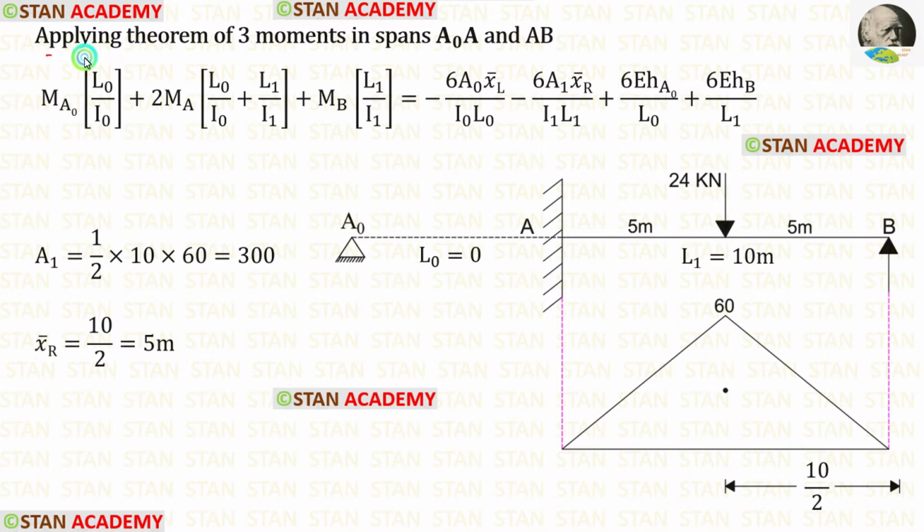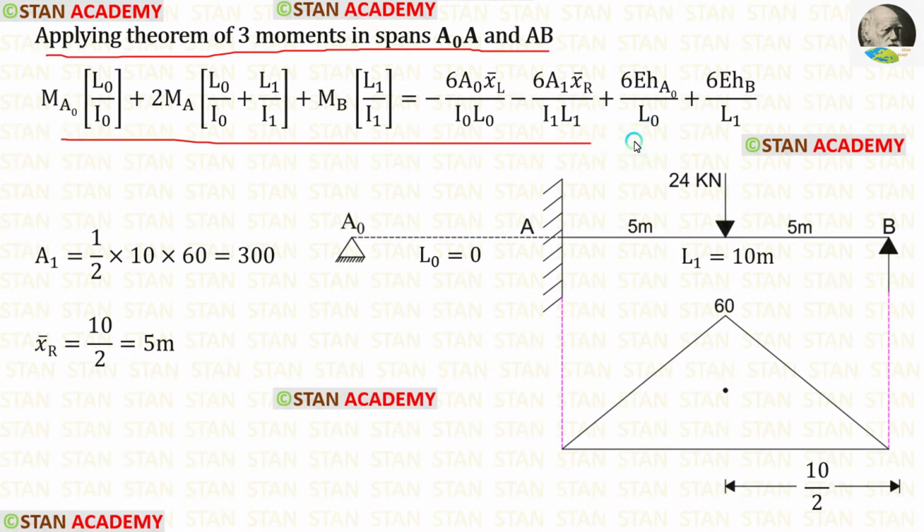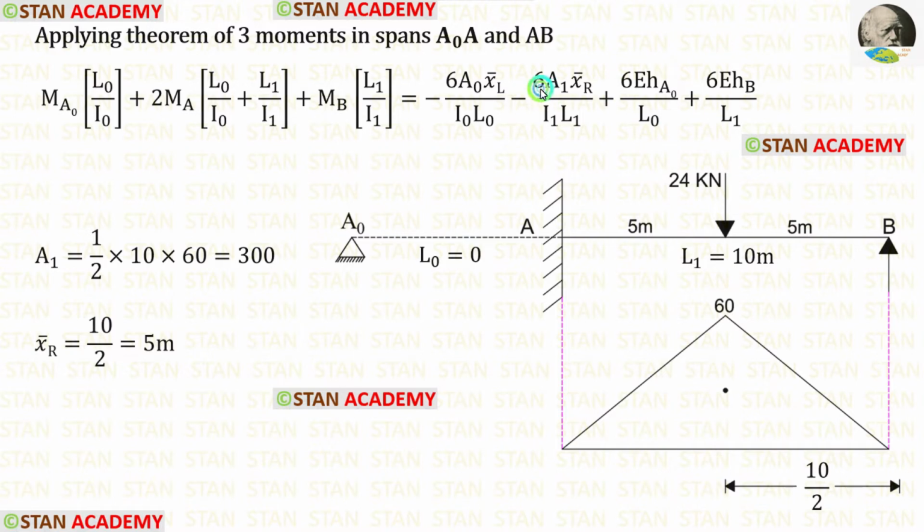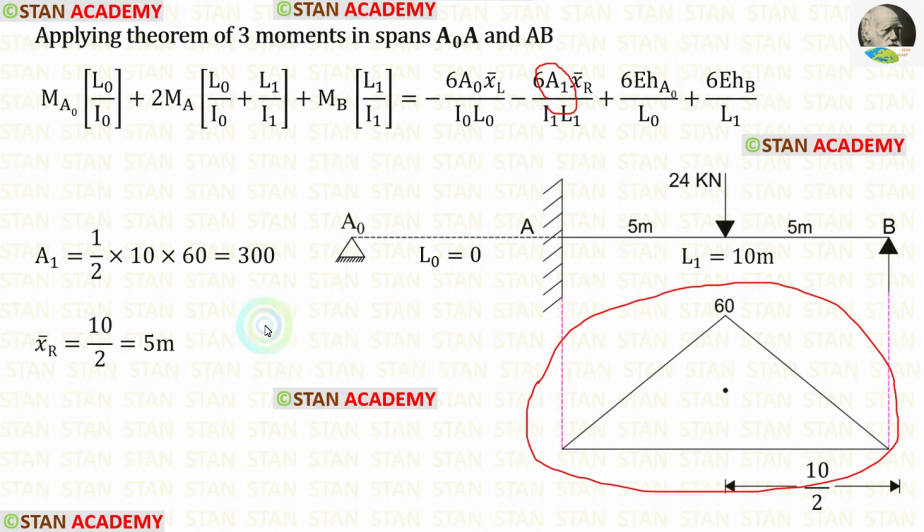Now let us apply the theorem of three moments in spans A0A and AB. In this equation, since the support B is sinking, we have to additionally add these two terms. Now let us find area 1. This is a triangle. We know the formula for the area of a triangle, half into breadth into height. Here the breadth is 10, the height is 60. After calculation, we are getting area 1 as 300.